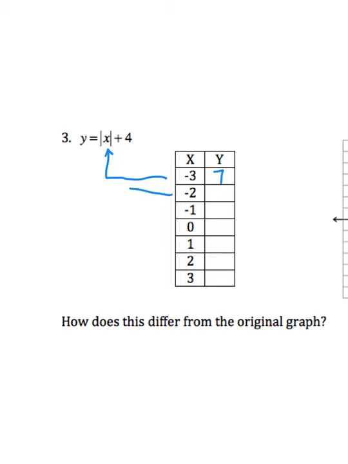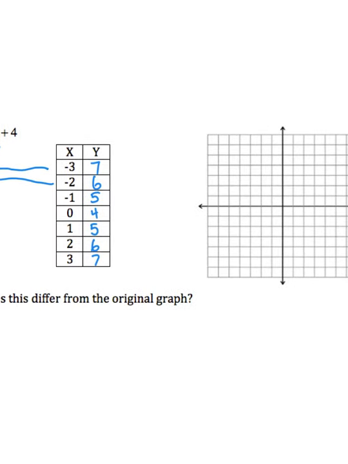If we put negative 2 in, the absolute value of negative 2 is 2. 2 plus 4 is 6. Put negative 1 in, absolute value of negative 1 is 1. 1 plus 4 is 5. 0, absolute value is 0, plus 4 is 4. And then the absolute value of 1 is 1, plus 4 is 5. 2 plus 4 is 6. 3 plus 4 is 7.